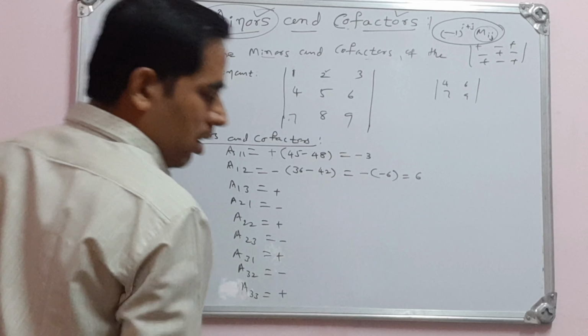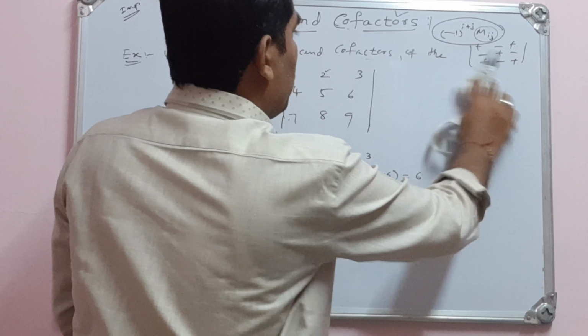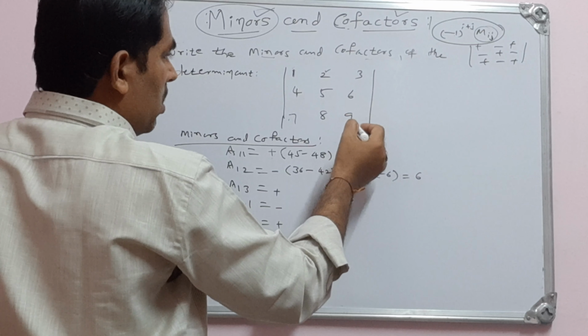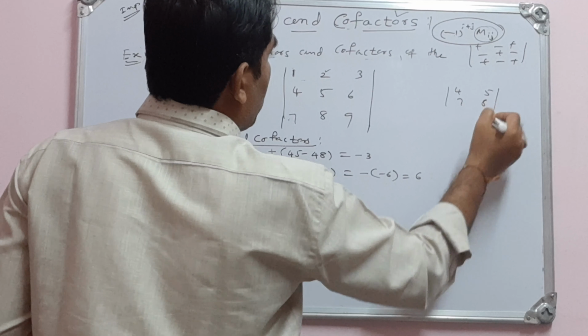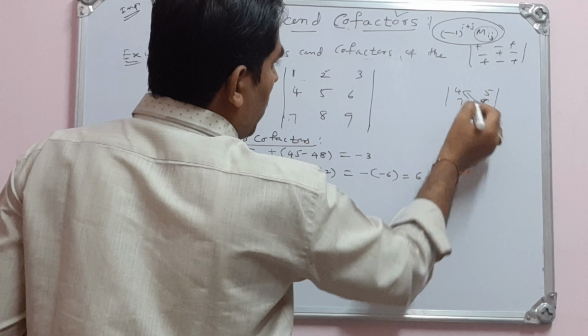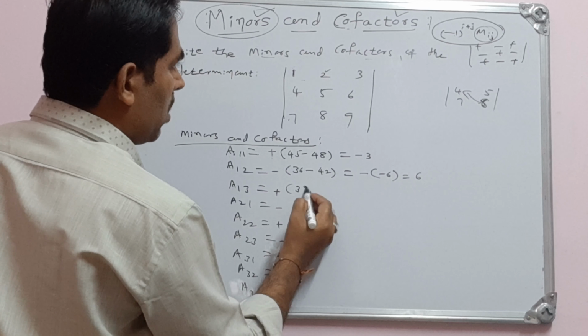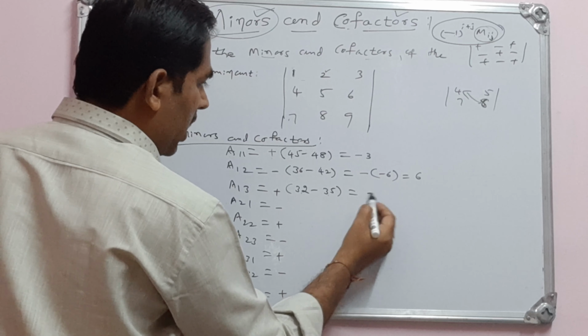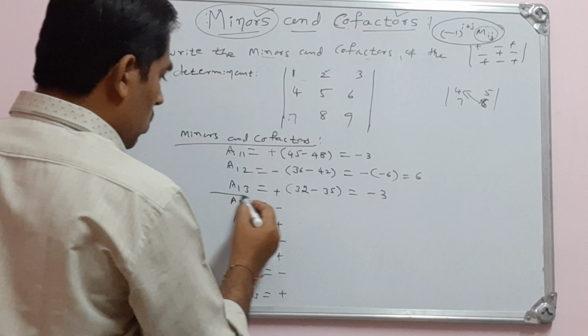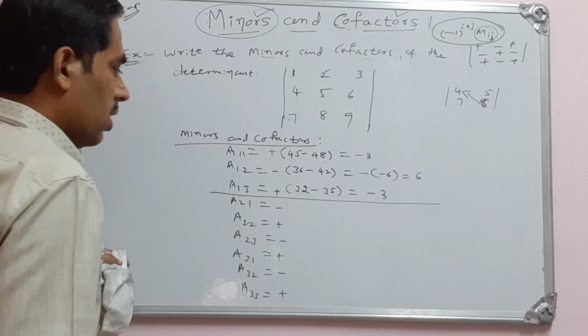See, 3. So you can consider separately here. So leave this column and this row. See, 4 5 7 8. So I can write the product here. 32 minus 35. See, 32 minus 35. Once again, it is minus 3. So 3 elements are over here.